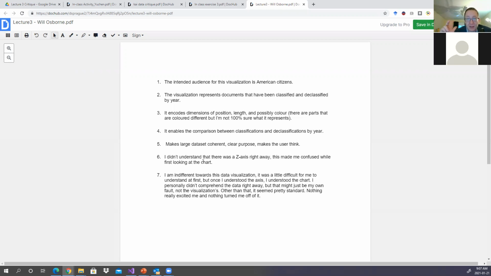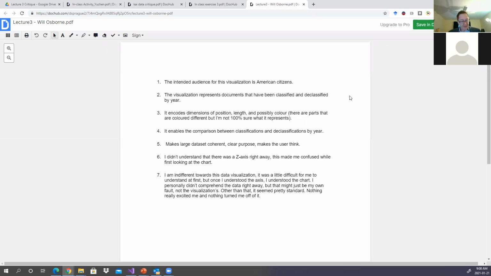Because you're having trouble with the two different axes of information. And if they merged the axes and made two different graphs or overlaid them on top of each other, you'd be more likely to understand it. Okay, difficult for me to understand at first. Yep. I understood the chart. I personally didn't comprehend their data right away. Yeah, then there's something wrong with what they did. But it might be my own fault, not the visualization. No, blame the visualization. Sometimes you expect to have to learn, but yeah, blame the visualizations.